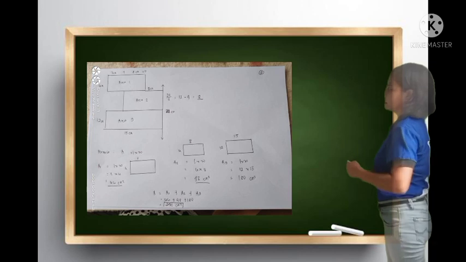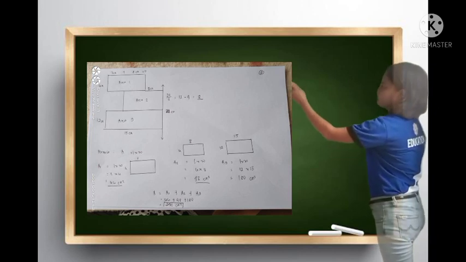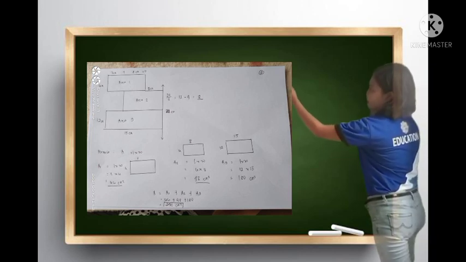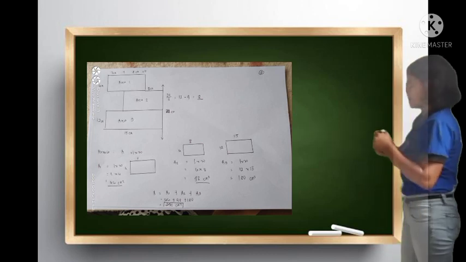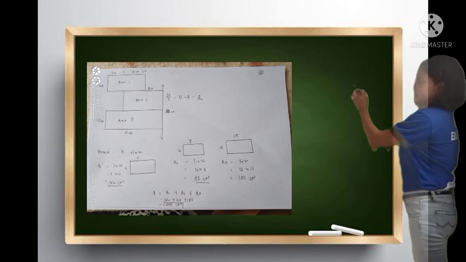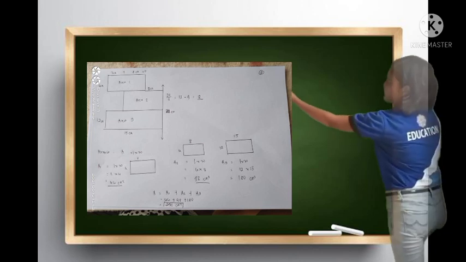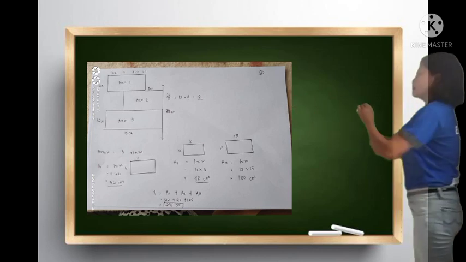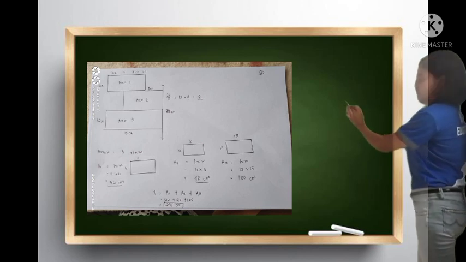Tapos, ima-minus natin si 4. Ito si 4. Kasi 4 yung sa may pinaka-ano niya. Kaya, ang sagot is 8. So, 8 times 6, 6 siya kasi. So, ito, 6, parehas sila. That's why, ang nakuha natin is 48 cm squared.